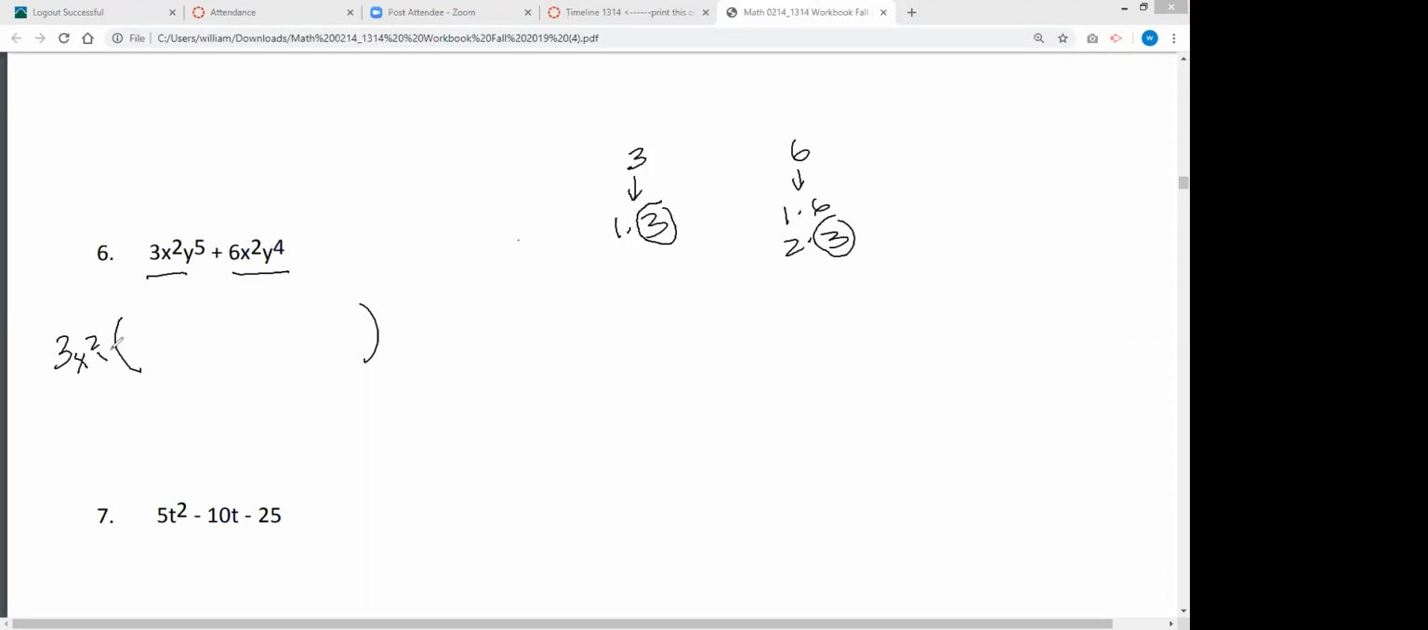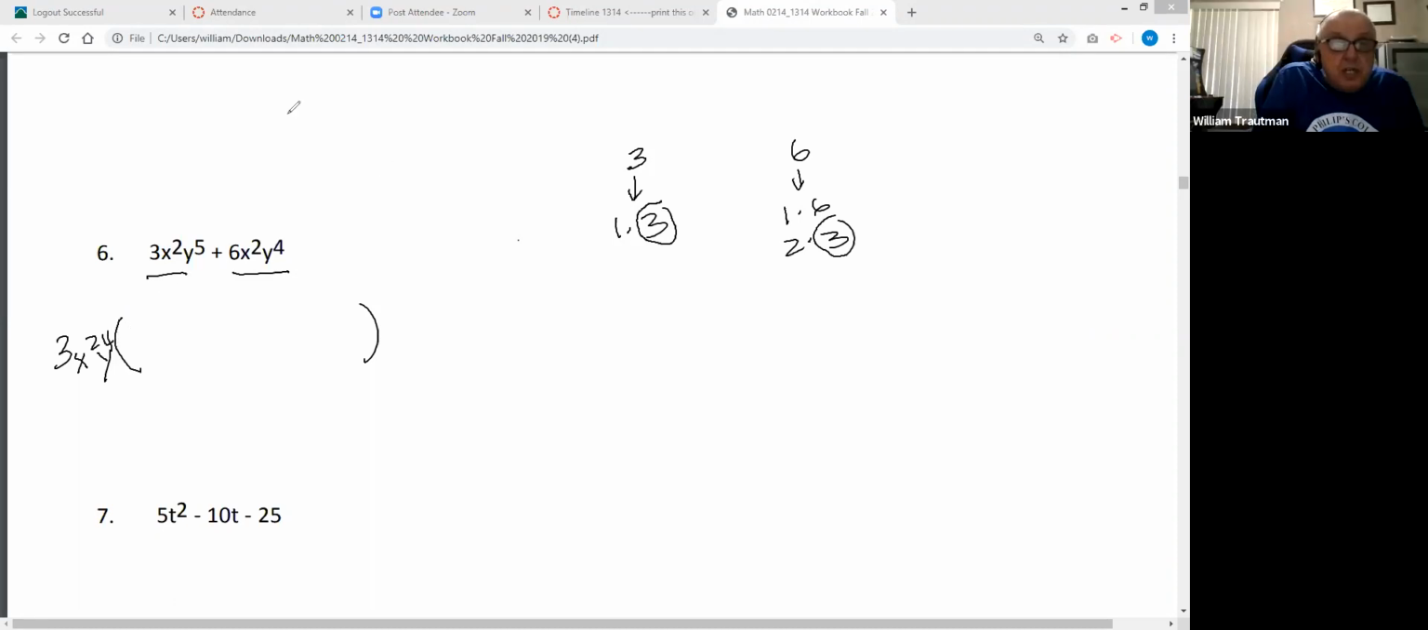So I can probably write that a little better. 3 factors out. The lowest power x was x squared. The lowest power y was y4. Do you see? This is what I'm dividing out. So I'm just going to put it underneath so I can divide it out by myself. 3x squared y4, not y5, y4. This is the bottom.